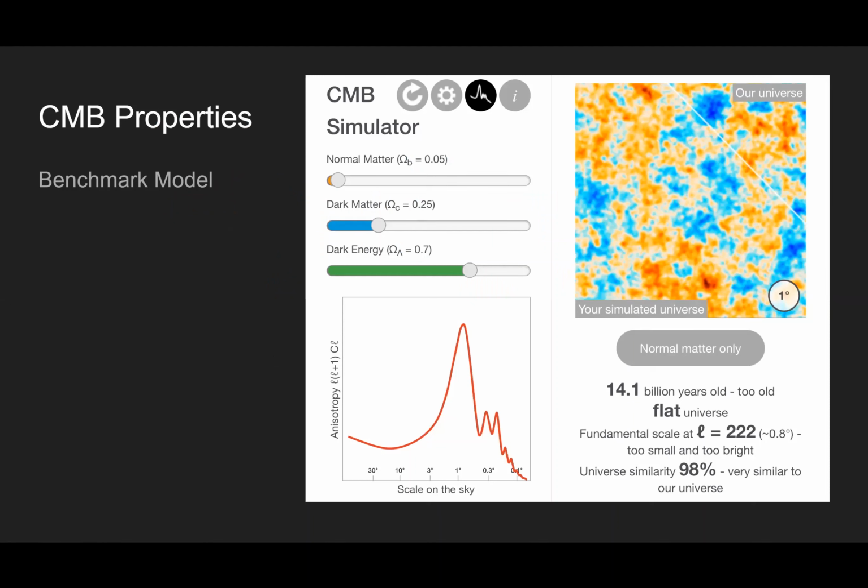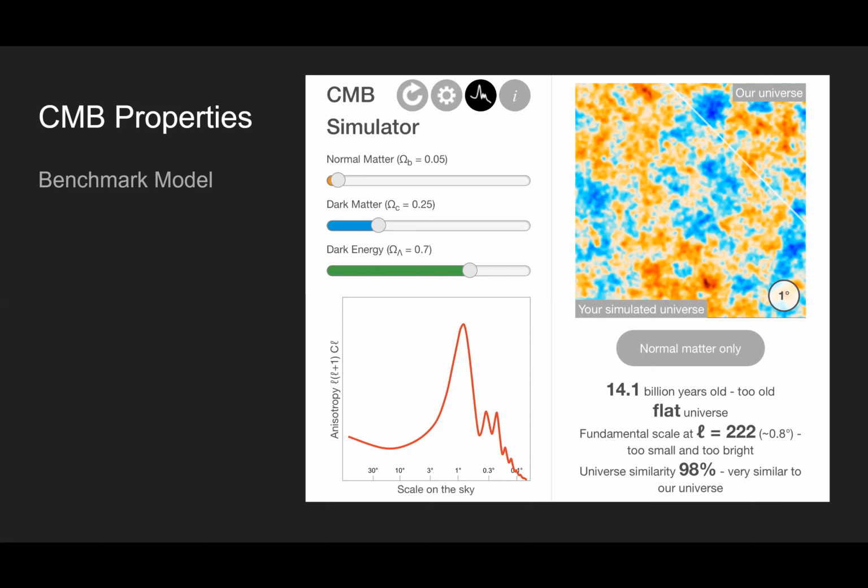Starting off with CMB properties, first we'll be taking a look at the benchmark model and what it looks like in the CMB simulator. As you can see, the density parameter for normal matter is at 0.05. Dark matter is at 0.25, and dark energy is at 0.7. As you can see, the universe similarity is pretty close to 100%.